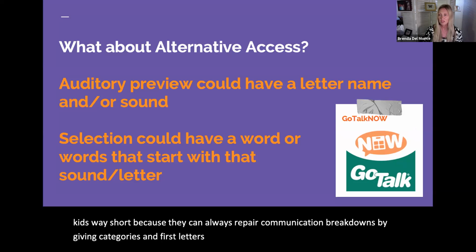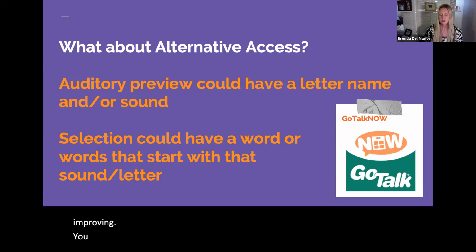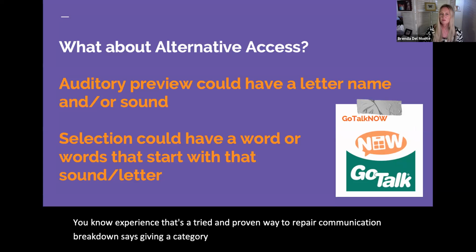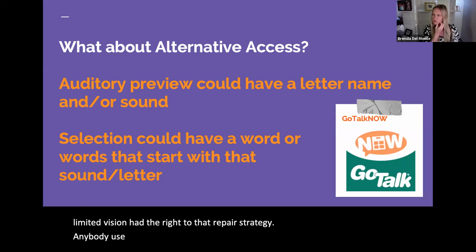And we know that's a tried and proven way to repair communication breakdowns, giving a category and a first letter. And I think even those with limited vision have the right to that repair strategy. Anybody use alternative access and two-step scanning and pairing it in that way?